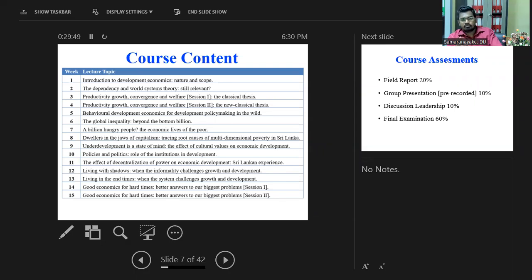And then topics 14 and 15 are under the theme Good Economics for Hard Times, better answers for bigger problems. So these two are from the next book I mentioned, by Banerjee and Duflo, which is their latest book and of course very important at this stage, because from the title itself we can see: good economics for hard times. So we are in hard times.